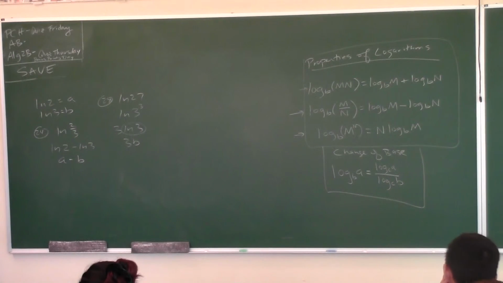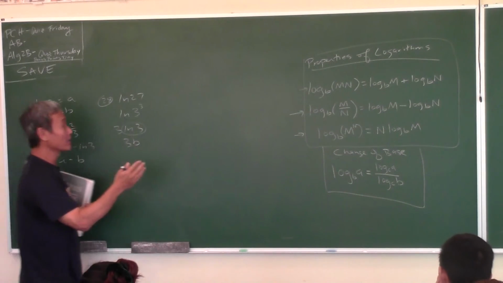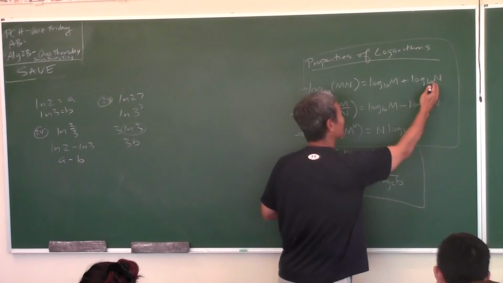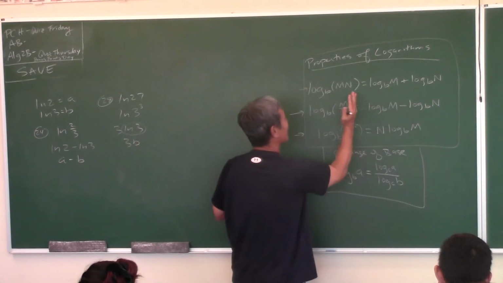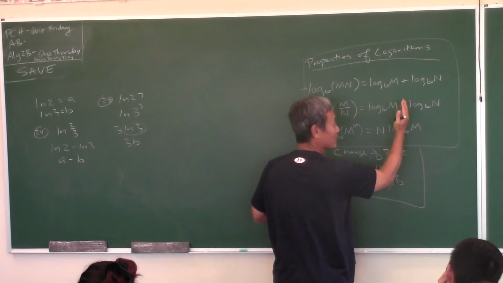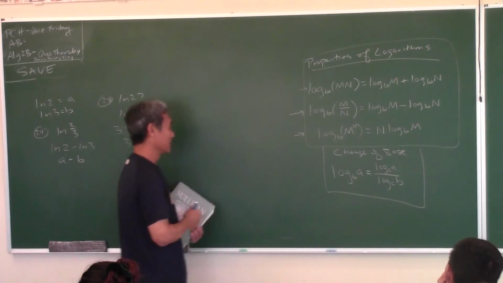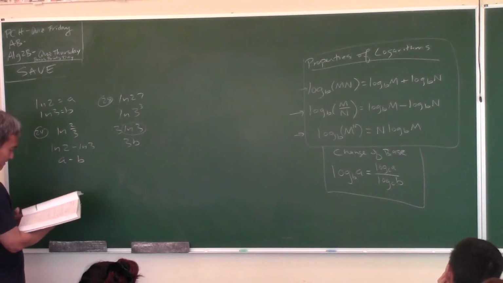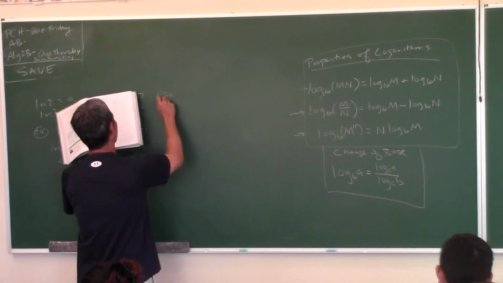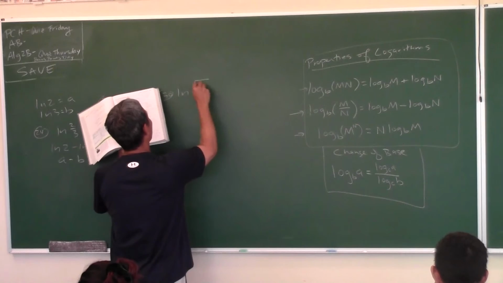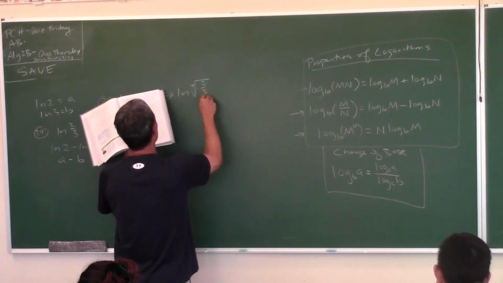Are we catching on? So either you're looking for something plus something, something minus something, or something. You have to be able to go from the left to the right, but you also have to be able to go right to the left too. Okay, let's do number 30. Number 30 looks scary. Natural log of the 4th root of 2/3.